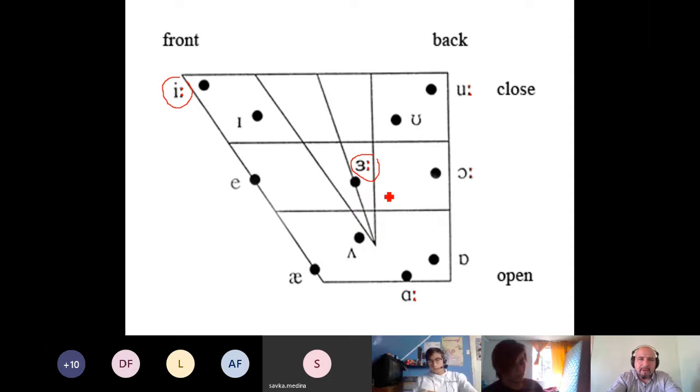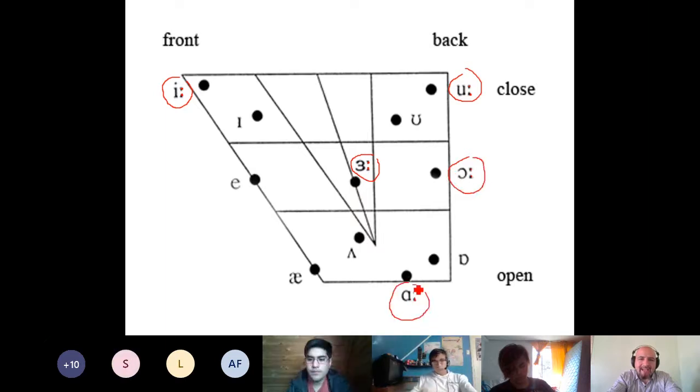E, U, O, A. The rest are considered to be short vowel sounds. Okay? So going back to the comparison between E and A, E would be considered a long vowel sound and A would be considered a short vowel sound. Okay?